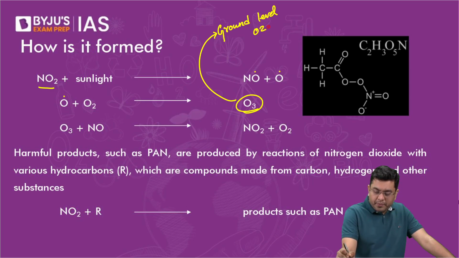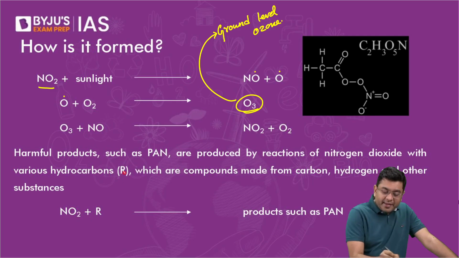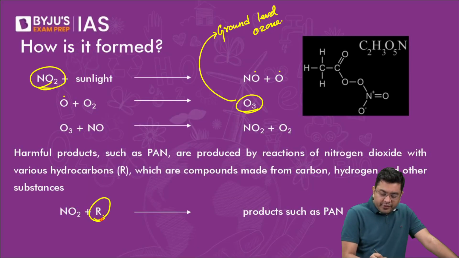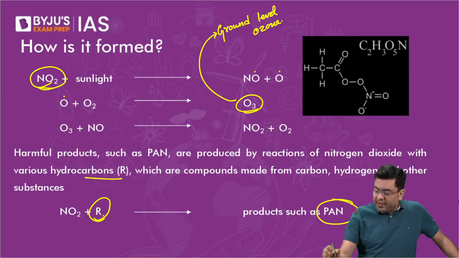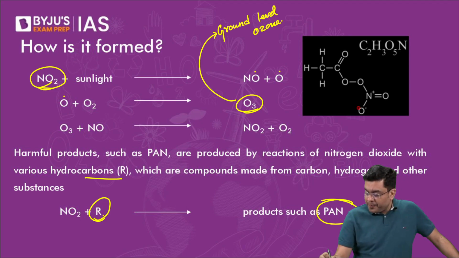Now, this ground level ozone that forms, when this nitrogen dioxide reacts with the hydrocarbons, the residual hydrocarbons, unburnt, partially burnt residue hydrocarbons, when they react, they form PAN, peroxyacetyl nitrate. This is your PAN.